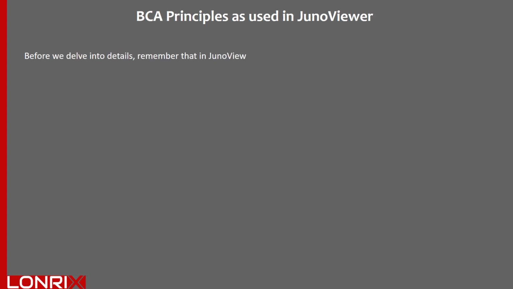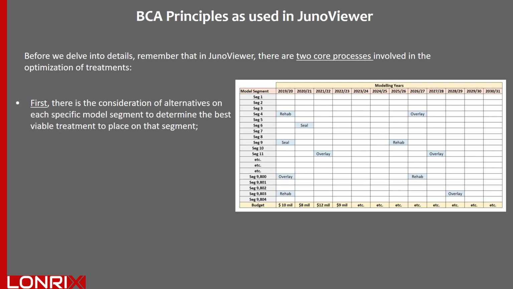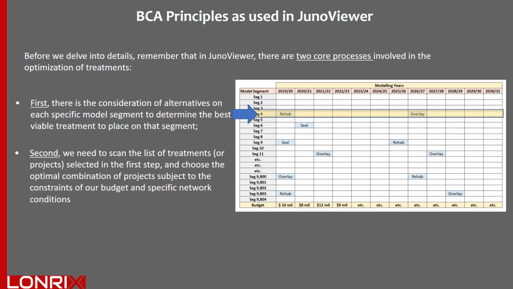Before we delve into details, remember that in JunoViewer there are two core processes involved in the optimization of treatments. First, there is the consideration of alternatives on each specific modeling segment to determine the best viable treatment to place on that segment. Second, we need to scan the list of treatments or projects selected in the first step and choose the optimal combination of projects subject to the constraints of our budget and specific network conditions.